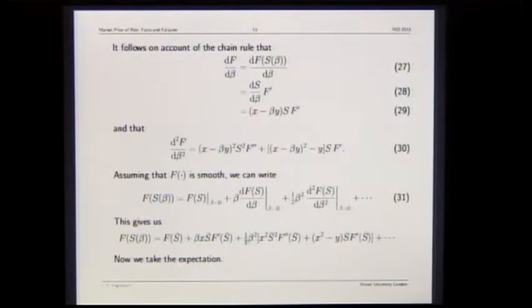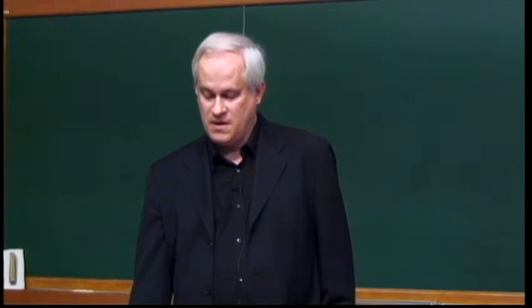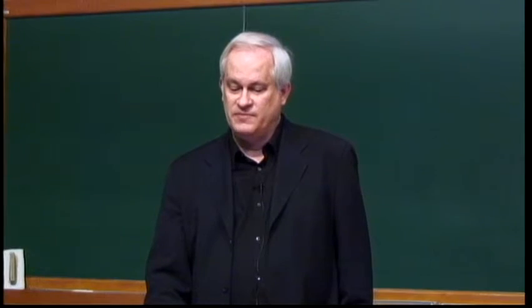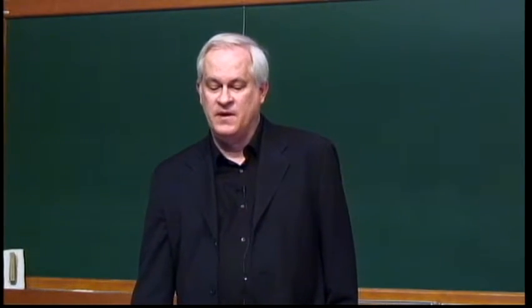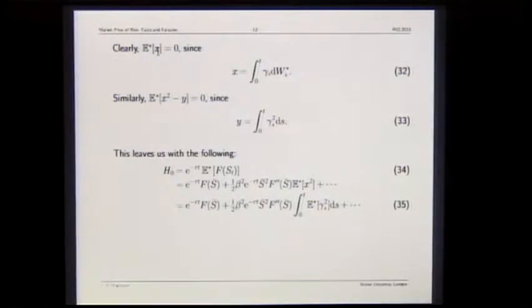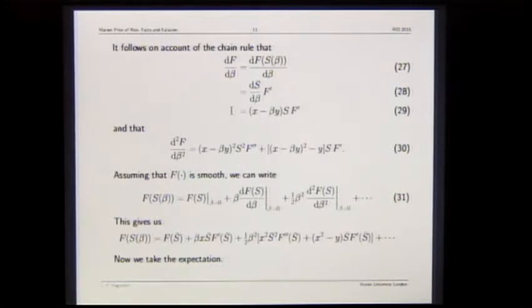And you'll notice that the randomness is entirely in the X squared here and the X squared minus Y. So now we're in a position to take expectations. But this first term involving X, that expectation vanishes. And the second term, the term involving X squared minus Y vanishes. So if I go back, you see this term here involving X vanishes when you take expectations. So that shows you that the term that's first order in beta just drops out.